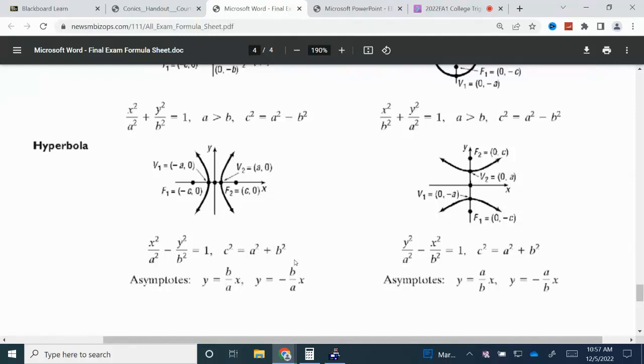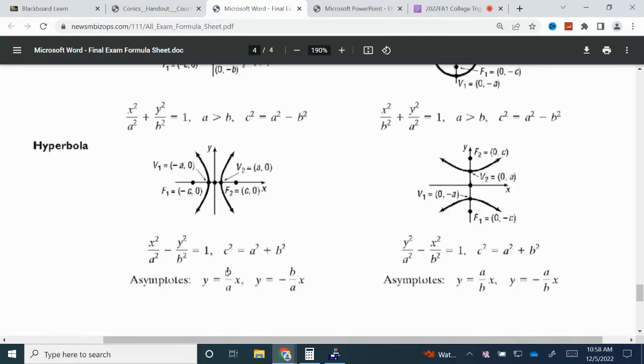C squared is equal to a squared plus b squared. Notice that our vertices are located at plus or minus a, comma 0. Our foci are located at plus or minus c, comma 0. Right? And this is how our graph is situated. We also have what are called asymptotes. And we'll talk more about asymptotes when we actually graph.